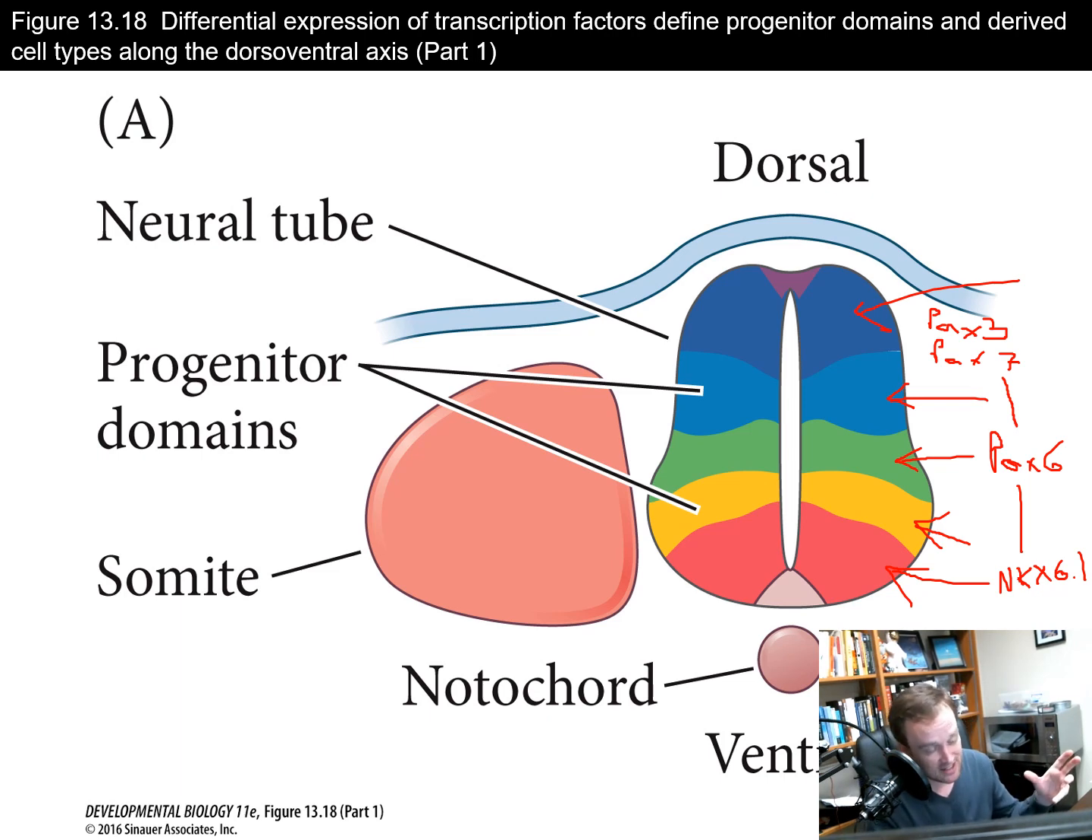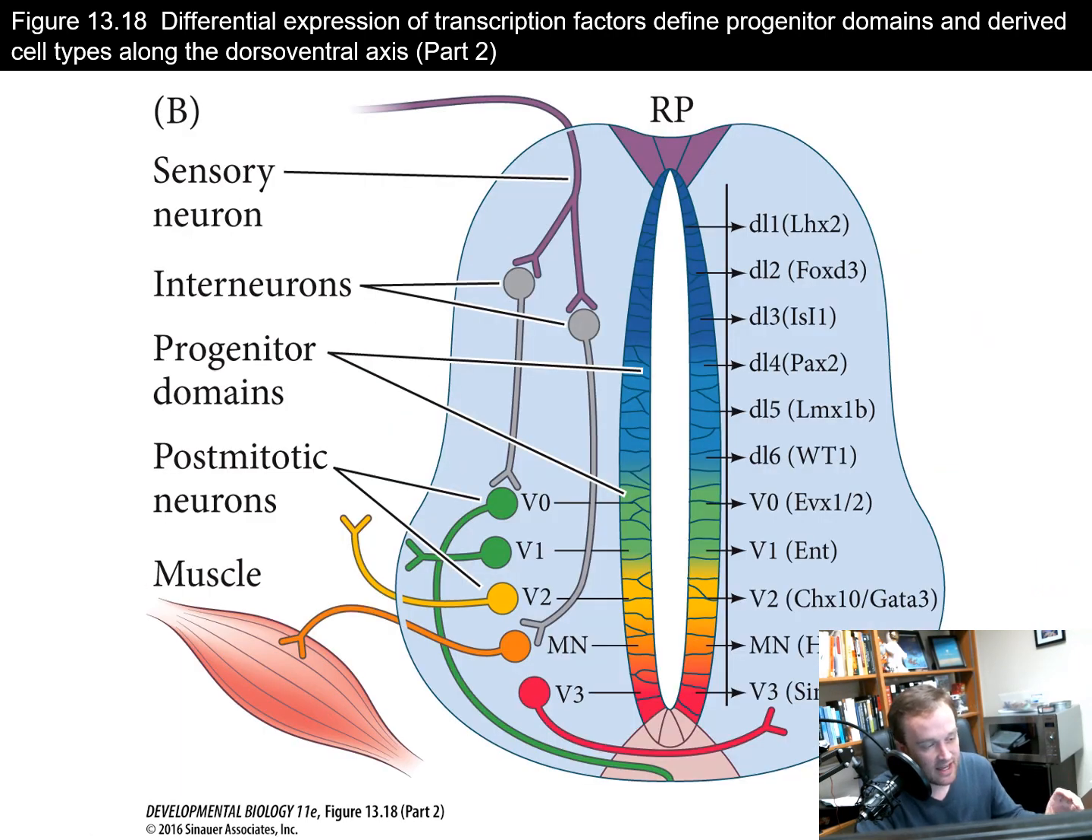And so these gradients, again, are causing this differentiation along the ventral-dorsal axis. So as this neural tube development continues, we get more and more genes that start to fire up, and more specificity on this dorsal-ventral axis. So as you can see here, we have a handful of genes depending on if you're on the most dorsal side or the most ventral side: LHX2, FOXD3, ISL1, PAX2, etc.